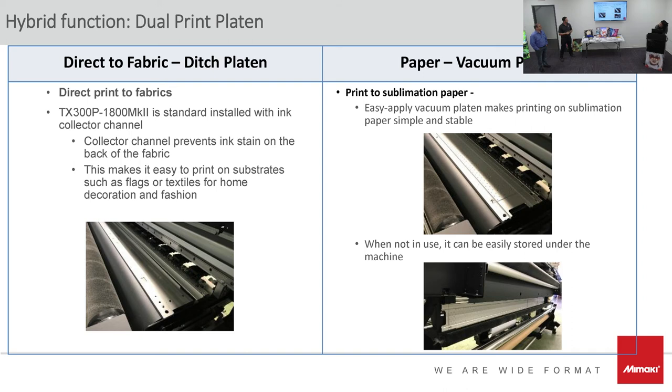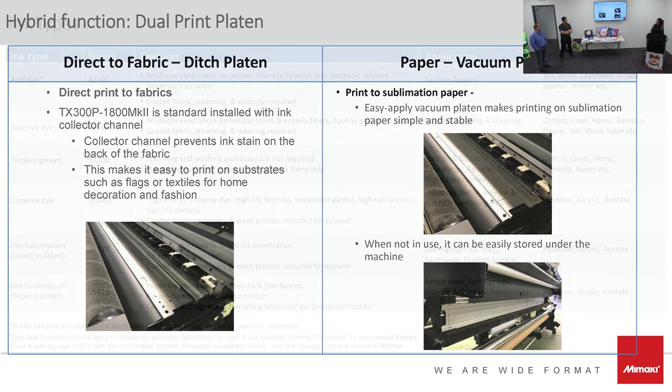So this is how you will switch over from your fabric to your paper. If you're printing on fabric, you would just ditch your platen. And here you see the ink channel that you have here, so you don't need the backing platen. And if you're printing directly to transfer, you would just snap in this platen here, and then you put your paper on your machine. When it's not in use, you would just store it right underneath your printer. Super easy.